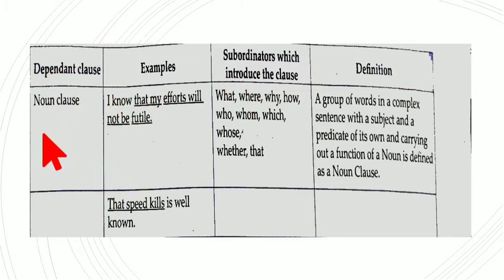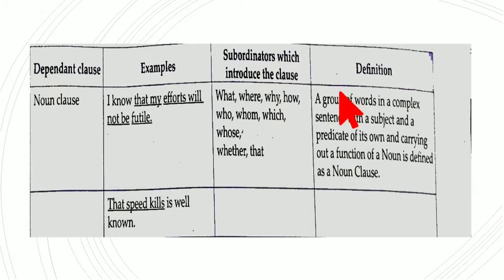As the word indicates, noun. As soon as we hear the word noun as a part of speech, what do we understand? Yes, the same logic is to be applied here. The noun clause, what does it do? It is a group of words in a complex sentence with a subject and a predicate of its own and carrying out a function of the noun. It performs the function of a noun.